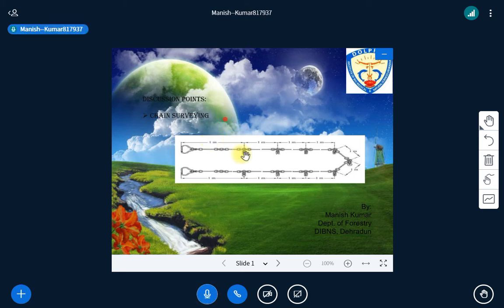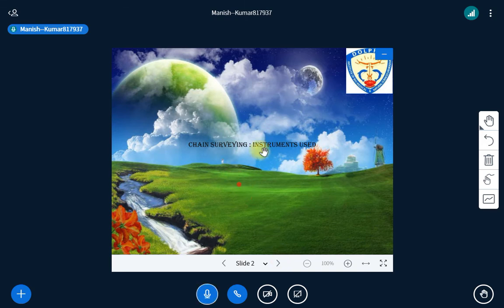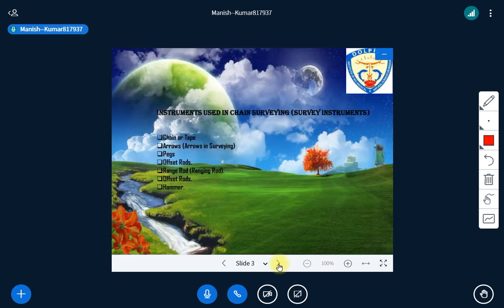Okay, so we'll discuss the next part of chain surveying, that is instruments, right? As you look there, I have already mentioned that today we'll discuss the instruments used in chain surveying. Different kinds of instruments are required to conduct any kind of survey. Since it is just a linear measurement, the instruments are also not so difficult to understand. A very common, simple instrument has to be used, right? So let's start.